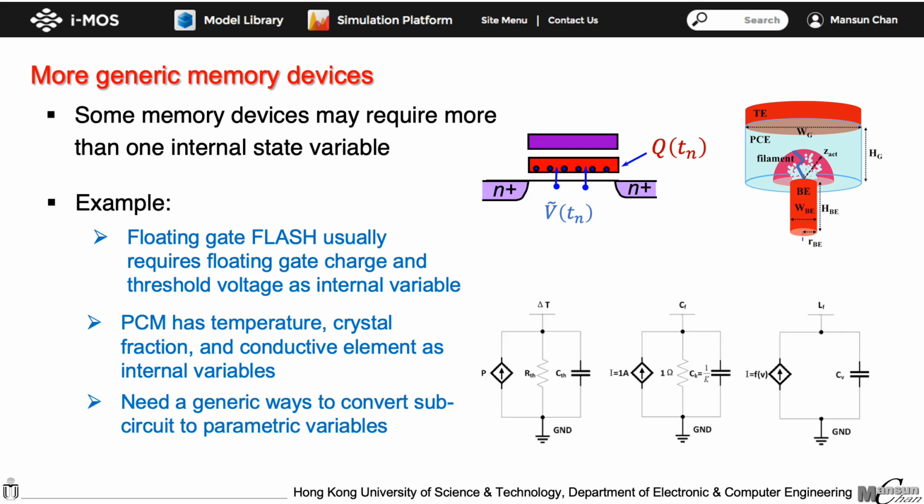Using the subcircuit approach to implement such a device will lead to a significant increase in simulation time. As people are more familiar with implementing state variables using the subcircuit approach, we have developed a more generic way to convert a subcircuit model to a dynamic parameter model so that the number of internal nodes can be reduced.